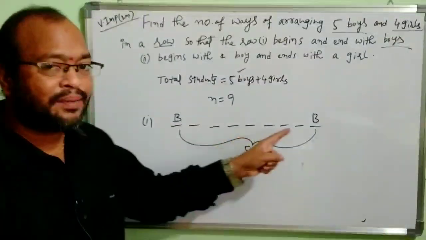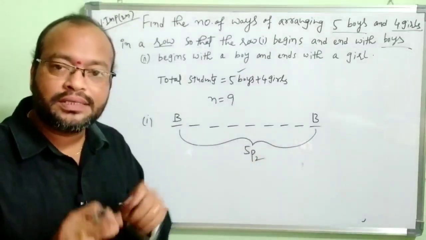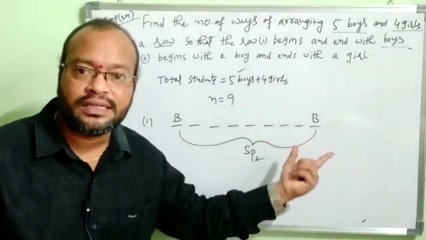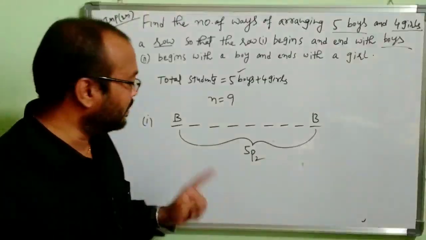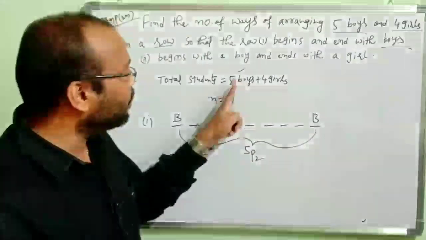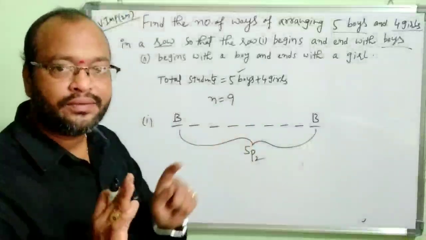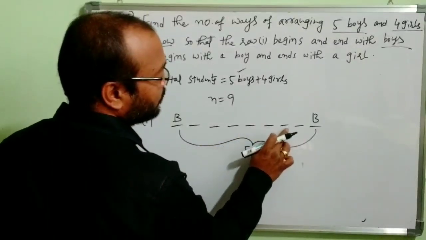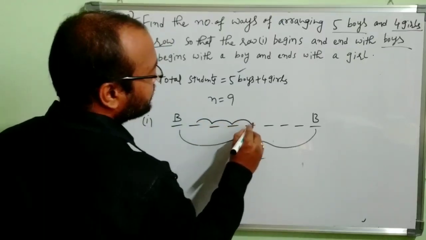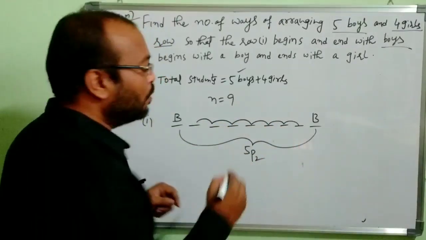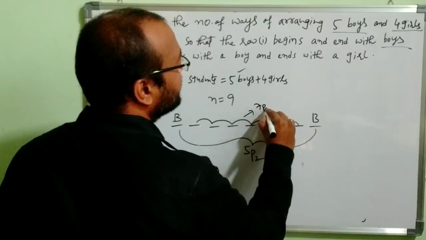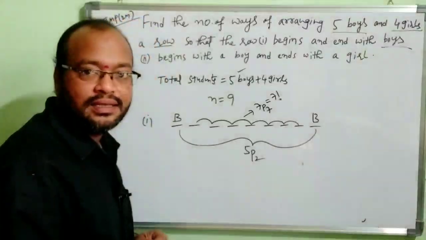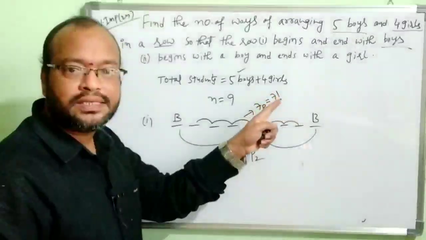Now, for the remaining blank places, there is no condition. Boys may sit or girls may sit. The condition is only for the first and the last place, right? Now, how many members are there? 2 boys are filled, so 3 boys are there and 4 girls, total 7 members. How many places are there? 7 places. 1, 2, 3, 4, 5, 6, 7. 7 places and 7 members. How many ways can we fill up? 7P7 ways. 7P7 is nothing but 7 factorial, and nPn is nothing but n factorial.